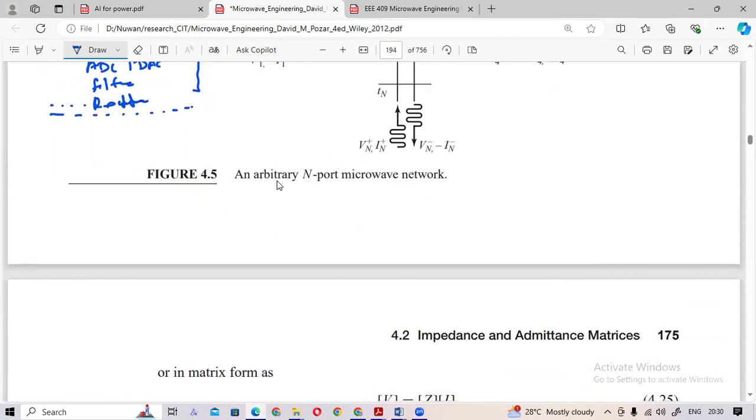Now tell me, if you consider an oscillator, how many inputs are there and how many outputs are there? So how many ports are there? If you consider an oscillator, how many ports?